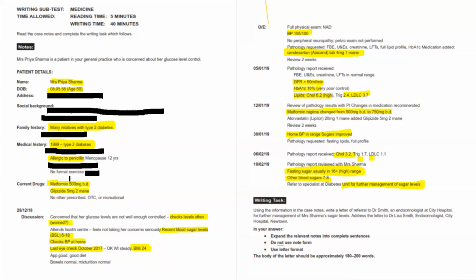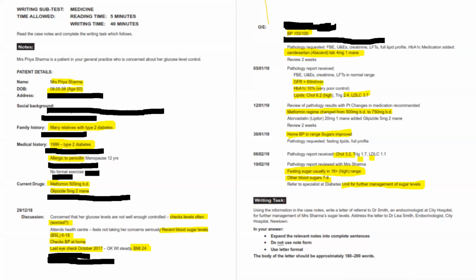Actually, for exercise, you can mention that the patient has a sedentary lifestyle, or that the patient doesn't perform exercises. No importance to mention that there are no over-the-counter products. Regarding good appetite and good diet, also it's not important. Normal bowels and micturition, not important. Normal physical examination, not important to mention. The negative signs, not important. And the requested tests are not mentioned in your writing, because you mentioned here the abnormal tests.